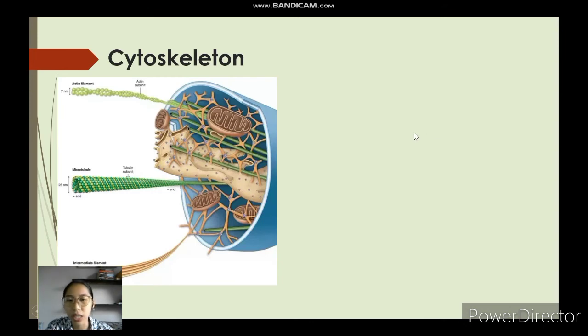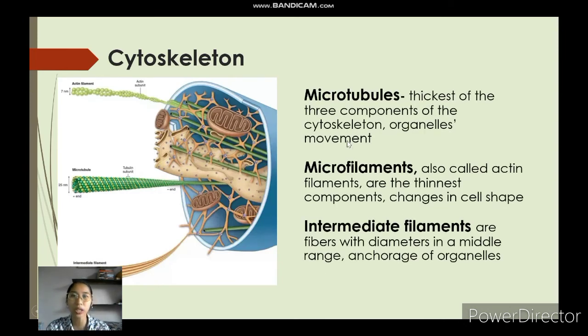Next is our cytoskeleton. Our cell has a skeleton too. Just as we have a skeletal system that gives us structure and helps us in movement, our cells also have a skeleton for their shape and movement. We have three types of components in our cytoskeleton: the microtubules, microfilaments, and intermediate filaments. Microtubules are the thickest of the three components of the cytoskeleton, and they help in organelle movement.